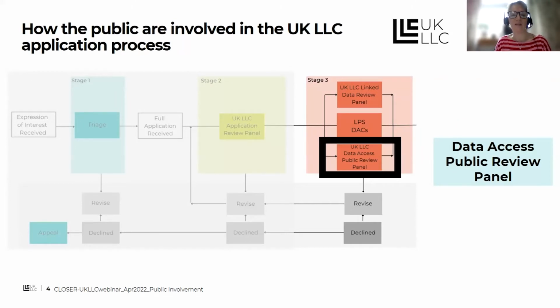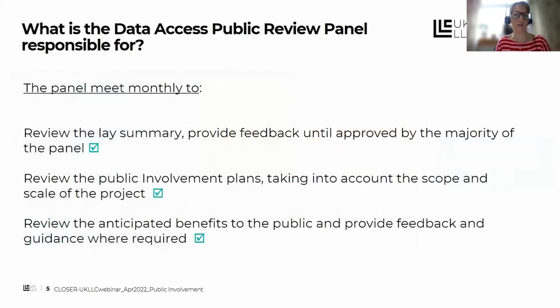So stage 3 is where we have the approval process. And as you've heard already from Stella, there are 3 different ways or pathways that your application goes to get approval. And the bit that I'll talk about here is the Data Access Public Review Panel. So what are they responsible for? So they meet every month and they review the lay summary and they'll provide feedback on that until it's approved by the majority of the panel.